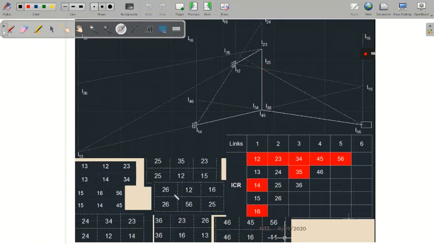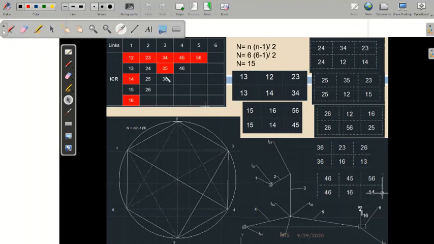I 2 5. Okay, over. Next is I 2 6. I 2 5 over, I 1 3 over, I 1 5 over, I 2 4 over, I 2 5 over. Next is I 2 6. Where is 2 6? Connect 2 and 6. So what triangle can you get? 1 2 1 6.